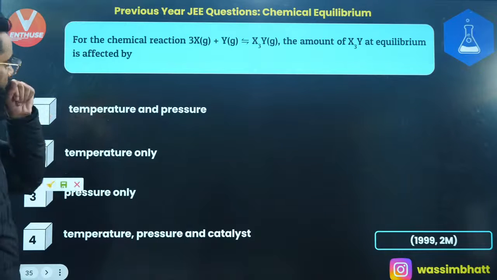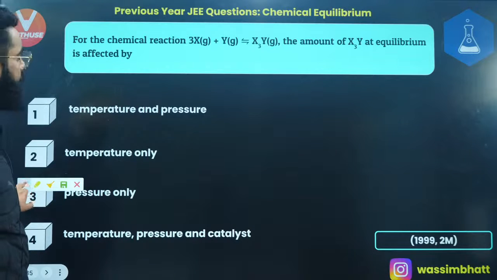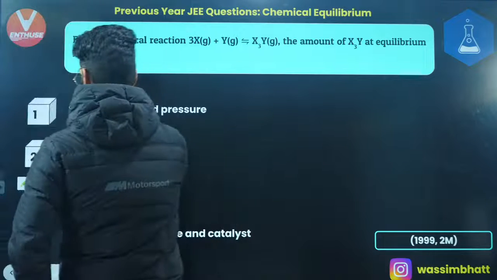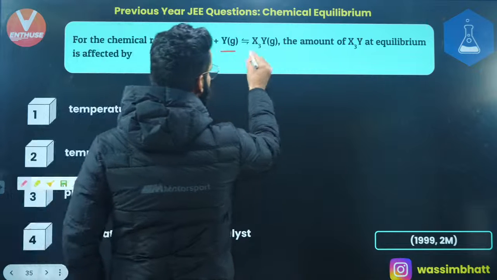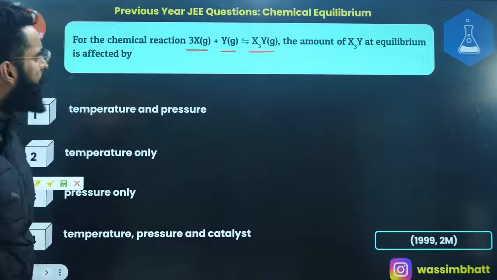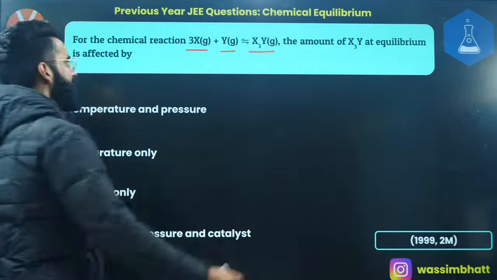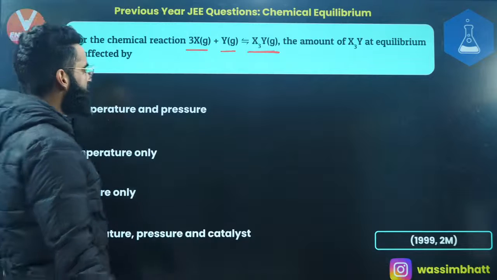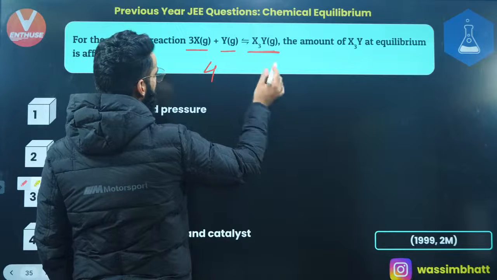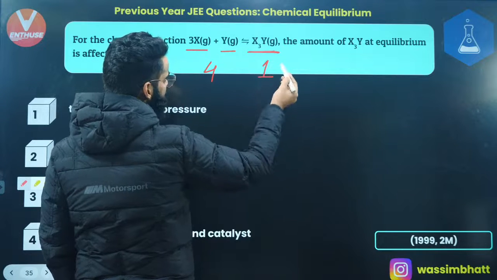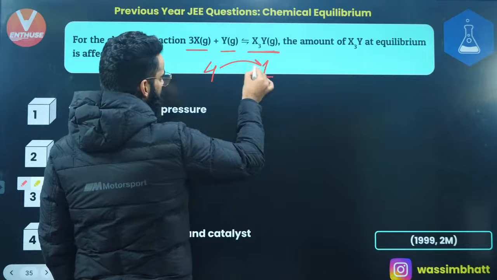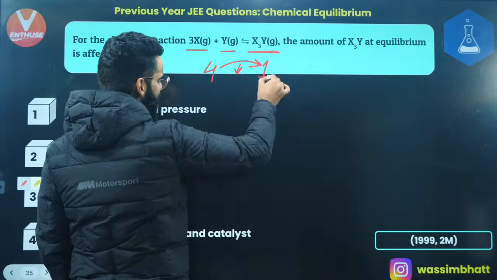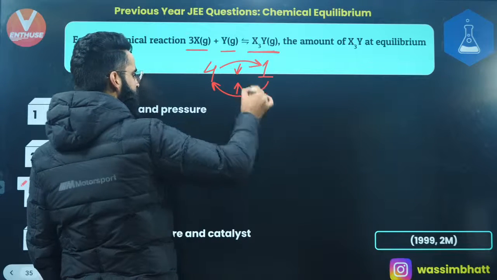See, first of all, for the chemical reaction 3X plus Y in equilibrium with X3Y, the amount of X3Y at equilibrium is affected by what? It will be affected by pressure, because on the reactant side you have got total 4 moles, on the product side you have got 1 mole, right? So when the reaction moves in the forward direction, number of moles are decreasing, so pressure is decreasing. In the backward direction, number of moles are increasing, so pressure is increasing, right?